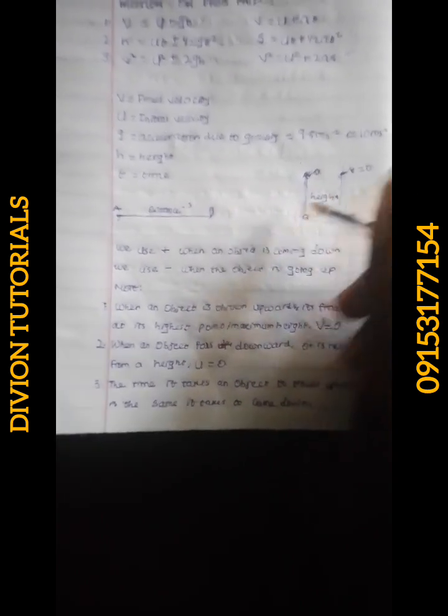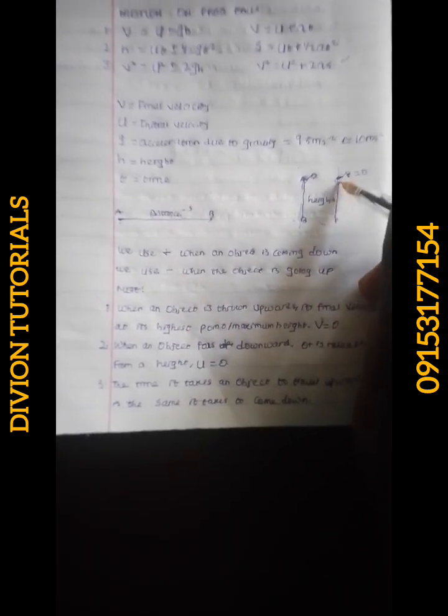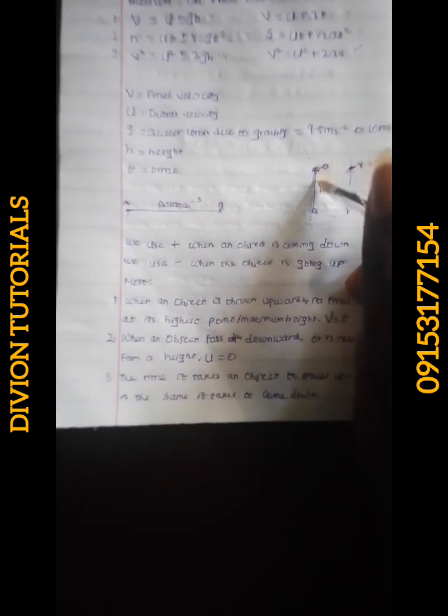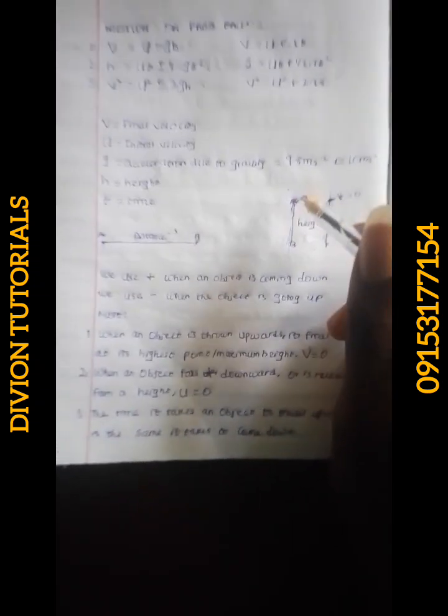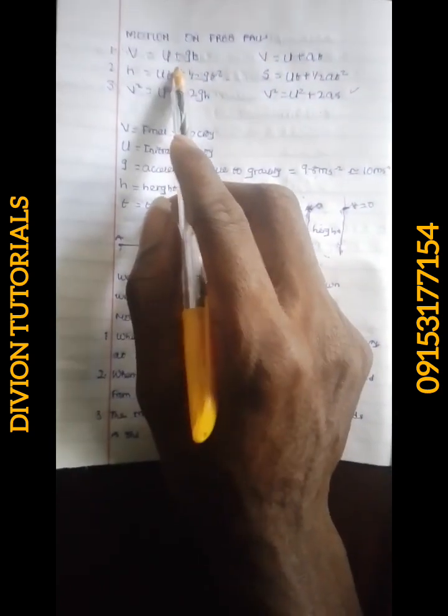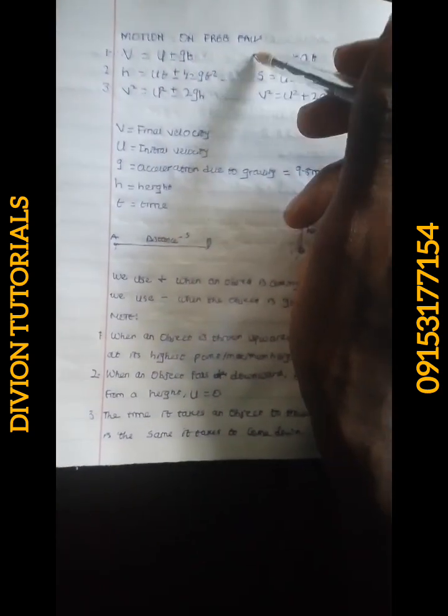It's the same thing as a car. When a car is going somewhere, when it reaches where it's going to, the final velocity is 0. When a car just wants to start from rest, its initial velocity is 0. If you notice, these two equations are used interchangeably. It's just that this one is dealing with what? Going up and going down. So let's now go to example.